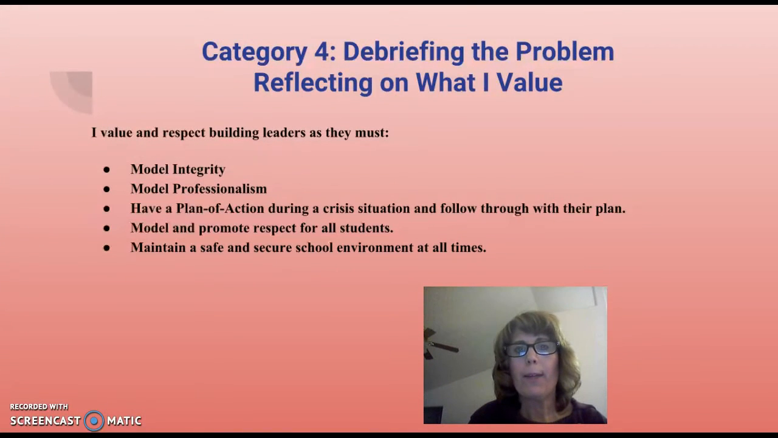Debriefing the problem, reflecting on what I value. I value and respect building leaders, as they must model integrity, model professionalism, have a plan of action during a crisis situation, and follow through with their plan, model and promote respect for all students, and maintain a safe and secure school environment at all times.